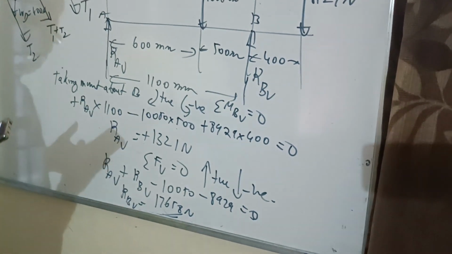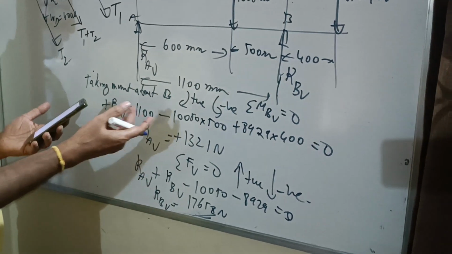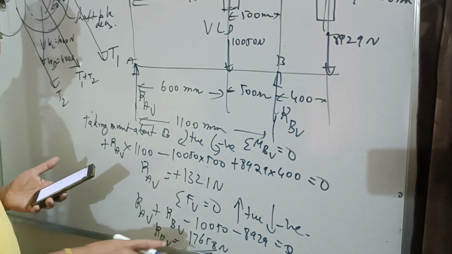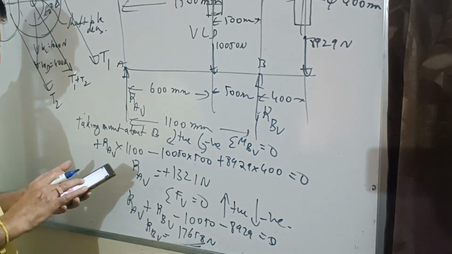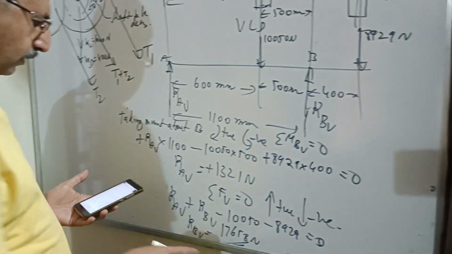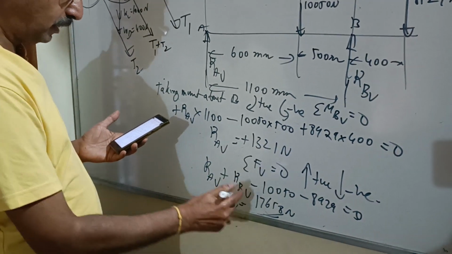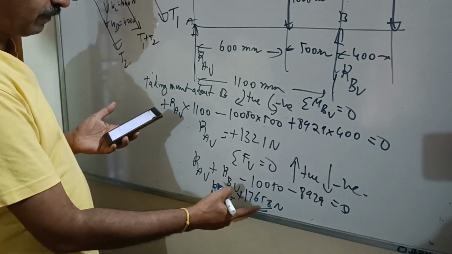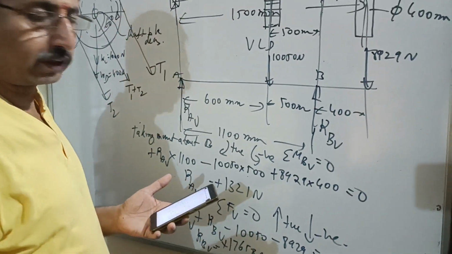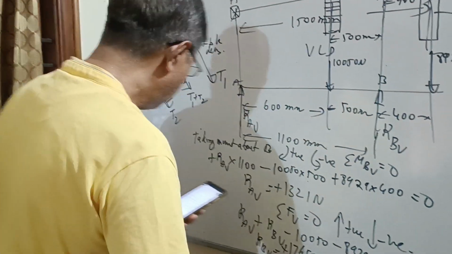Around 17,658 Newton. Anyhow, please check these values at home because I have only solved this problem. You better check whether it is correct. So please do these problems at home later. Now we have found RAV 1321 Newton, plus 1321 Newton, and RBV is also plus 17,658 Newton. It means that both are acting in the upper direction. Both are positive.